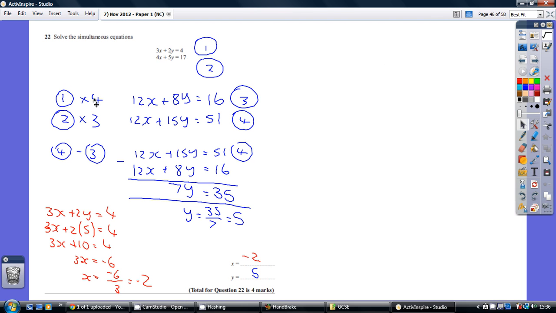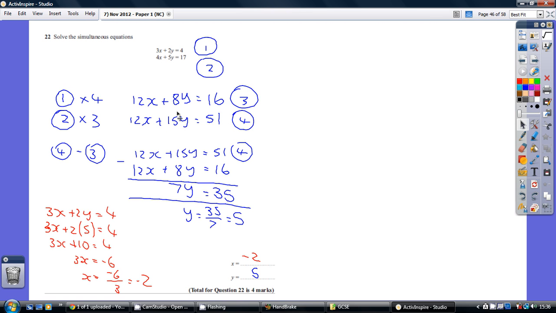Now when I times it by 4, remember each of the 3 terms has to be timed by 4. So 4 lots of this, 4 lots of this, 4 lots of this. That gives me this, and same with the second one. I'm going to times each of these 3 terms by 3. So I get 12x plus 15y equals 51.